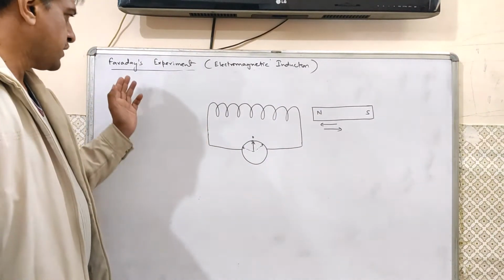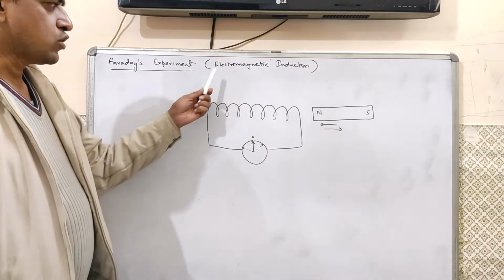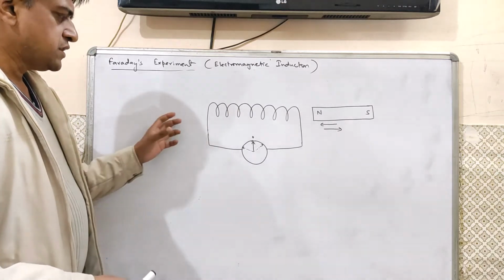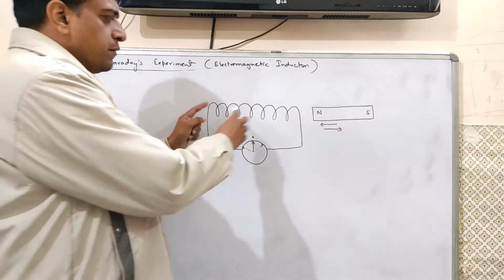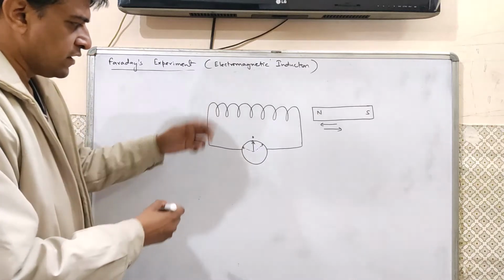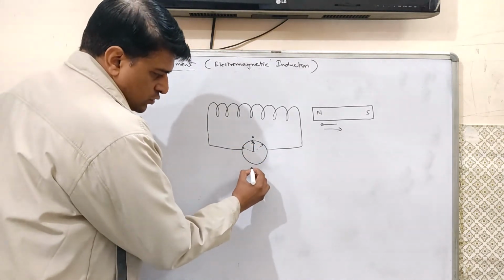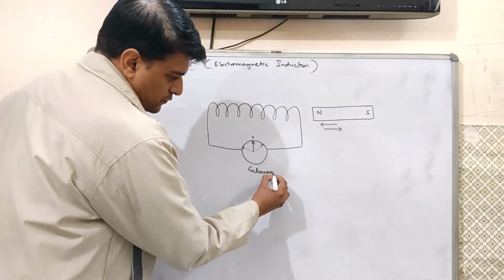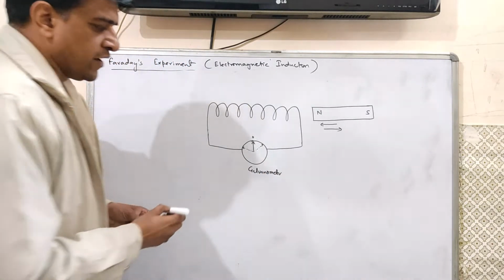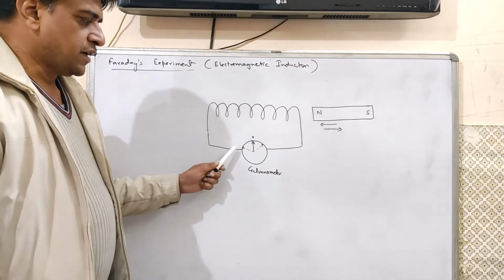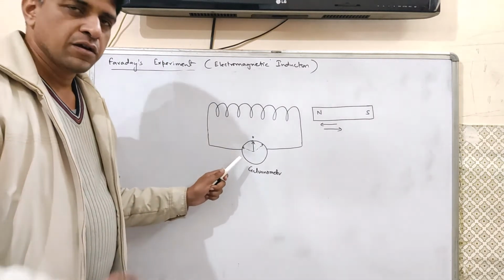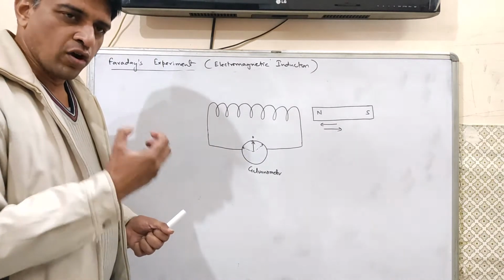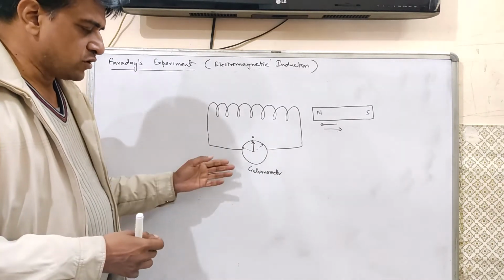Now, the next part is Faraday's experiment. It is also known as electromagnetic induction. In this experiment, a coil is taken and this coil is attached to a galvanometer. A galvanometer is a device which helps to measure the direction of the current as well as the magnitude of the current. It also helps to measure small currents.